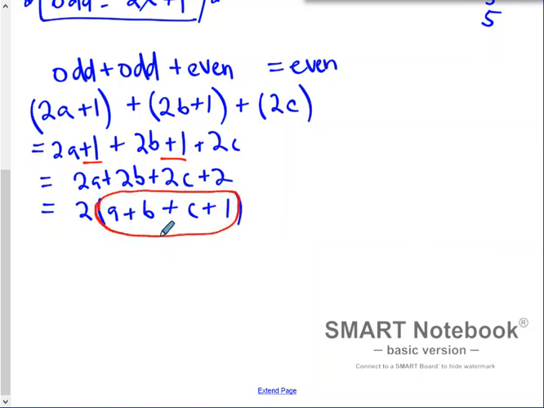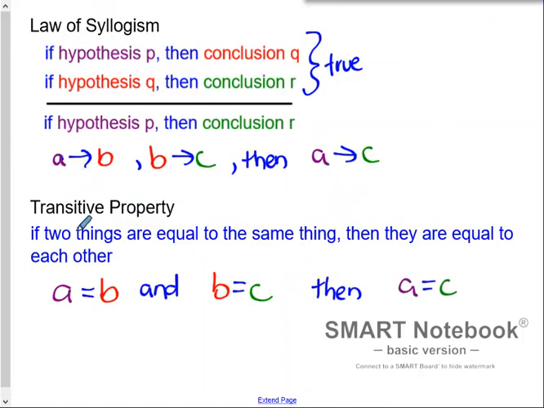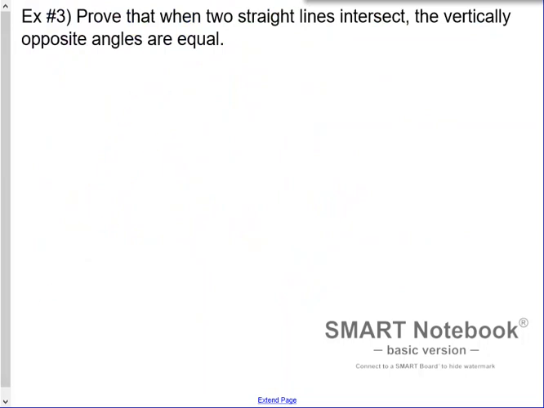I have 2 times something. So I know that this number is going to be even. Yay! Last example is going to make use of this transitive property that we have. So we're going to prove that when 2 straight lines intersect, the vertically opposite angles are equal.